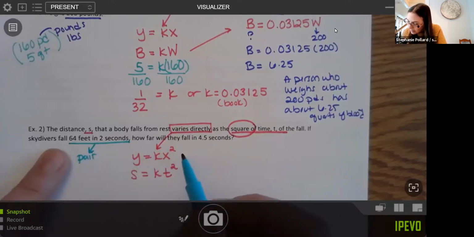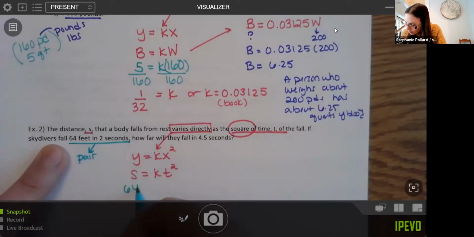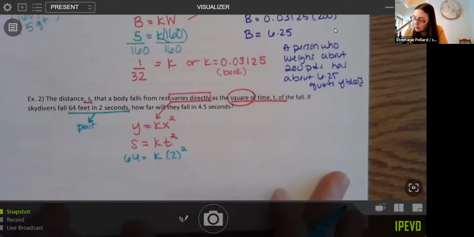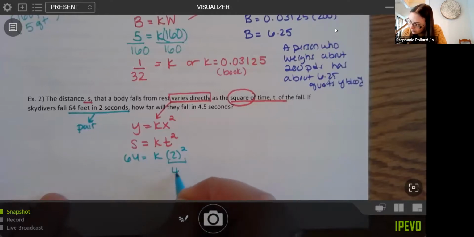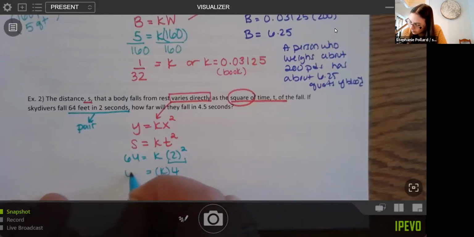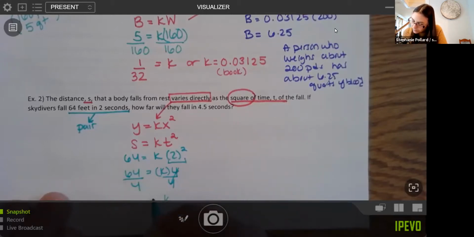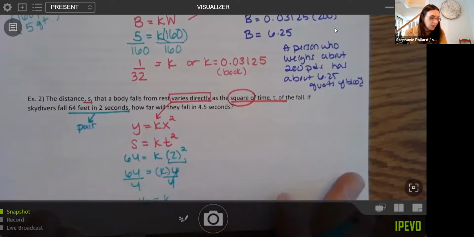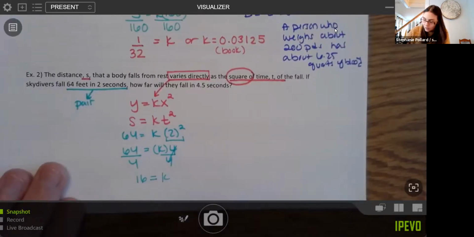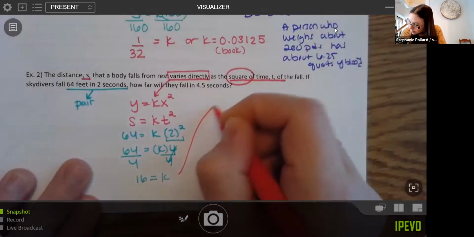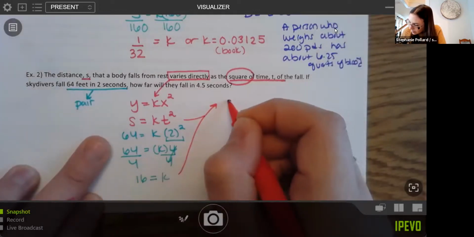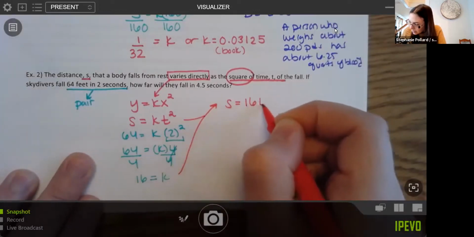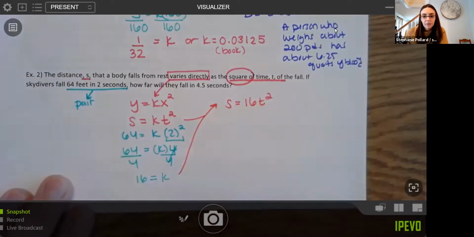So when s is 64, my t is 2. Don't forget that's being squared here. So this becomes a 4. So I'm dividing both sides by 4 because it's actually 4k. And then we get our k value of 16. So our equation becomes s equals 16t squared. Now we can use that to answer the question.